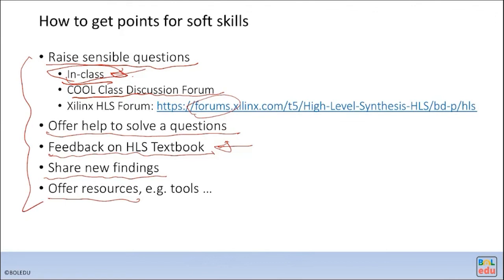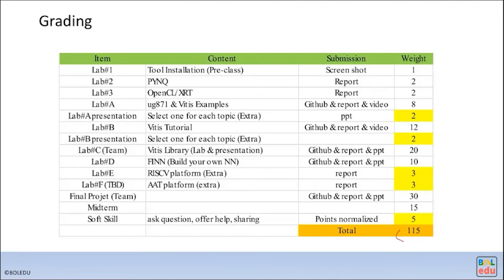Okay, grading. The grading total, I'm quite generous. It's over 100. It's actually 115. And for those labs, that's how you accumulate your final grade points, and most of it is from the lab. And we have a final project. The final project is the biggest portion, and we have a midterm, and we have a soft skill 5 points.